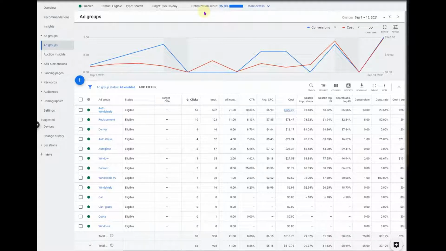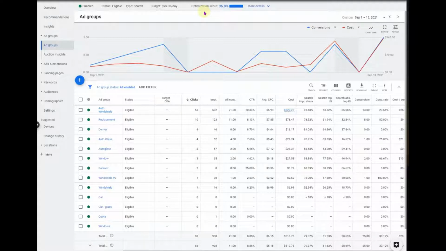I recently employed this bid strategy in one of my clients' accounts, and I wanted to share with you the 3 things that you should know before you apply this bid strategy, because it can cost you thousands of dollars a day and not produce results. So here's what I learned.